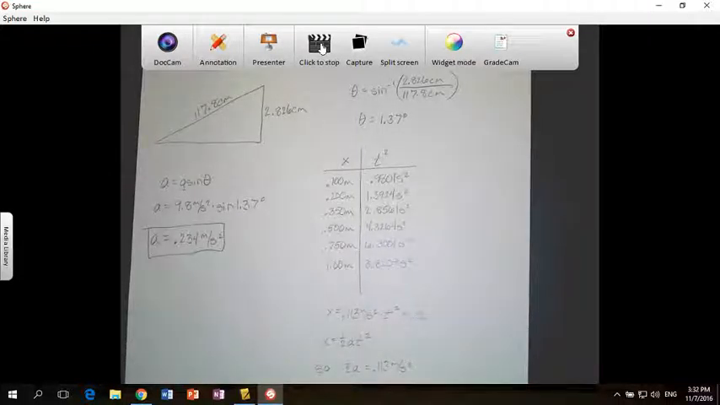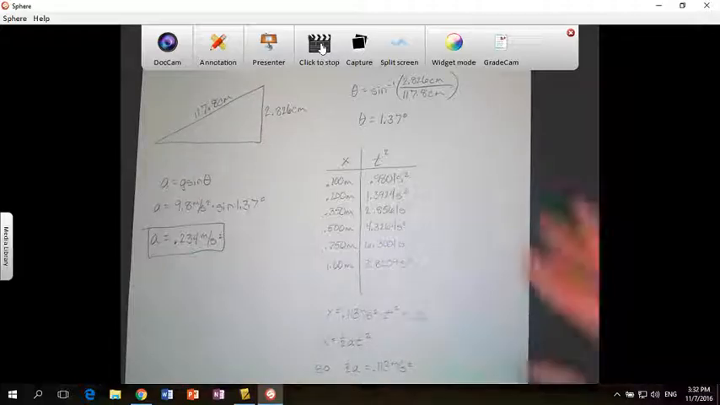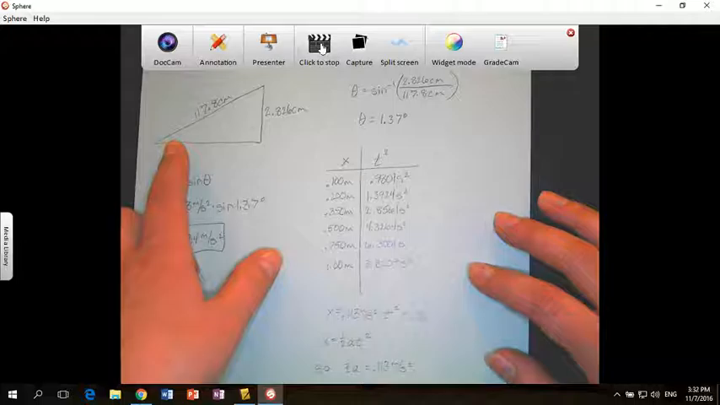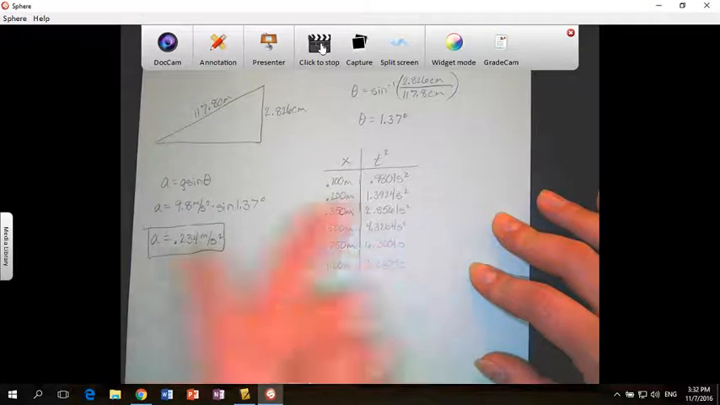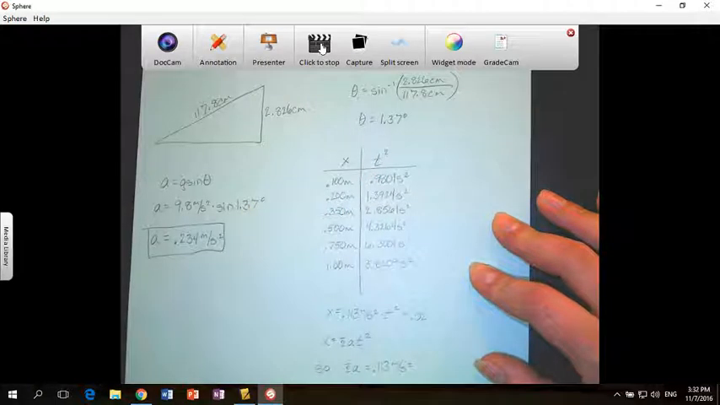This video addresses two different problems from, I believe, the 4.2 WebAssign homework, problem 6 and problem 8. For problem 6, you're given a ramp, and you're given dimensions on the ramp. Obviously, I did not draw them to scale. And you're given some guidance on how to find the angle. I actually calculated it here.